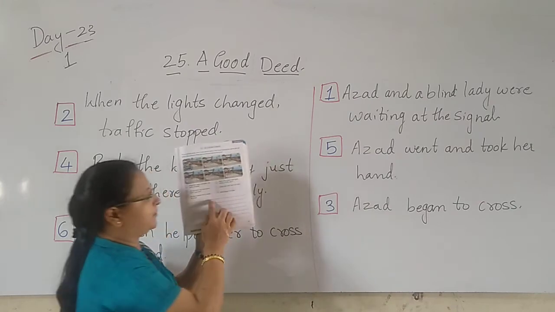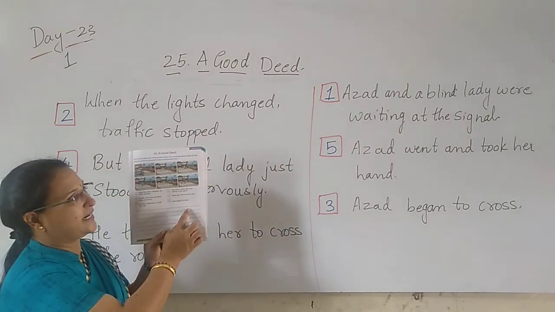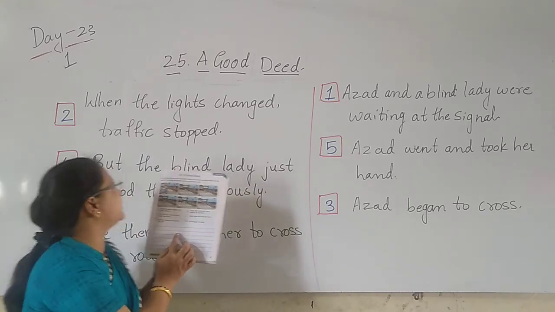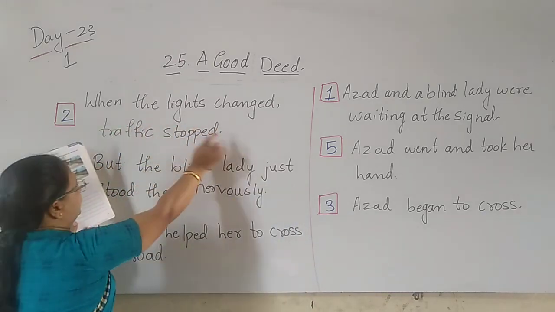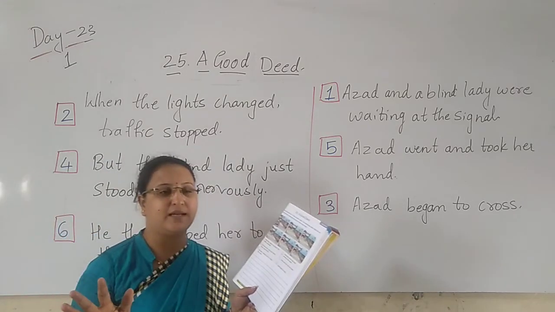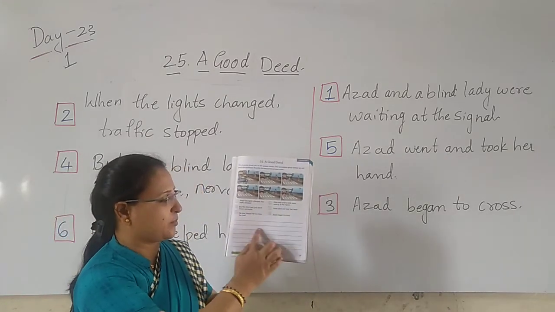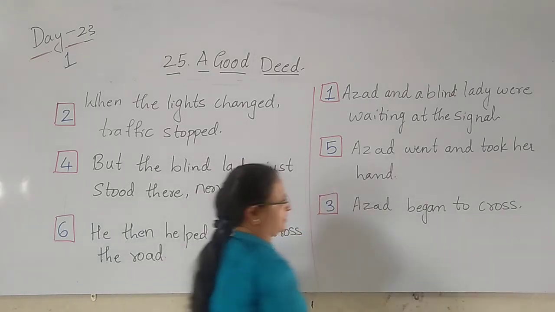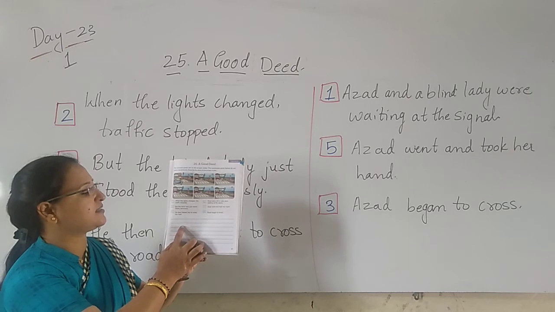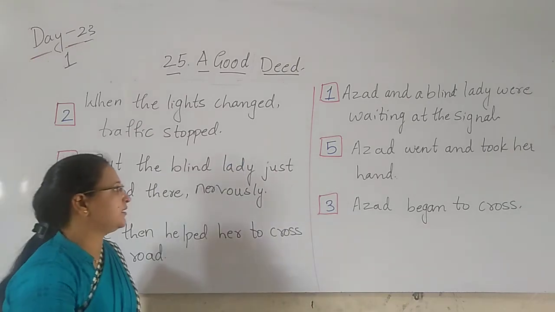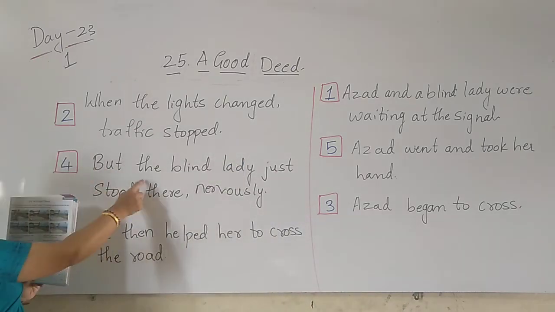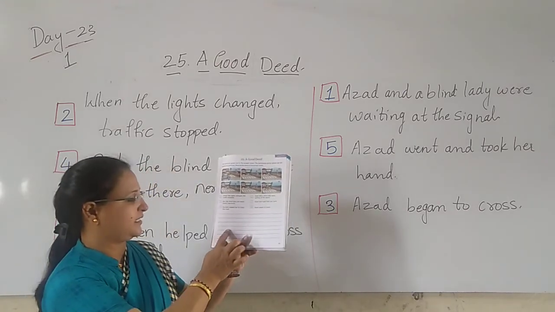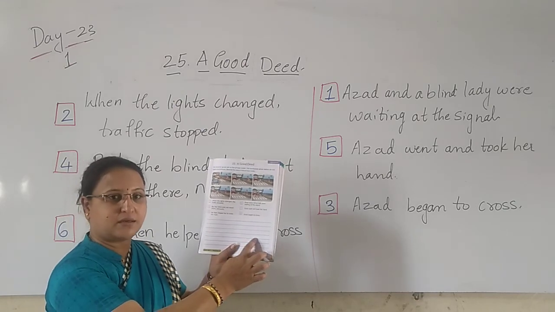Write this first here: Azad and a blind lady were waiting at the signal. First. Second sentence: when the lights changed, the traffic stopped. Here, second sentence. Which is the third sentence? Azad began to cross. Yes, third sentence, Azad began to cross. The next, fourth sentence: but the blind lady just stood there nervously.